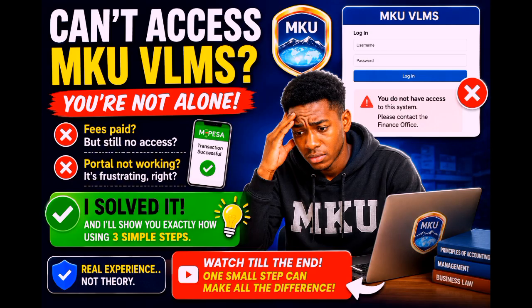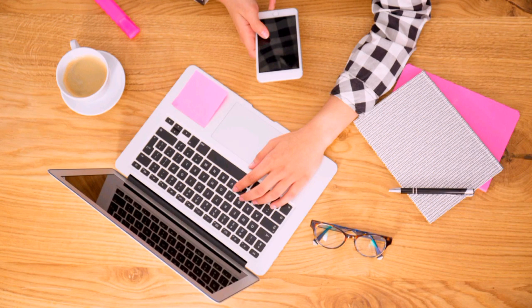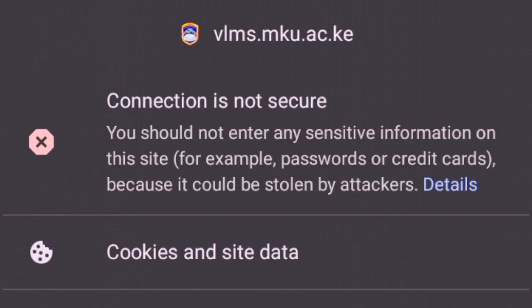Part 1. The problem. A few days ago I paid my university fees through M-Pesa. The payment was successful, but when I tried to access the VLMS, I could not. I refreshed the portal many times, logged out and logged in again, but nothing changed. At first, I thought the system was broken. Then I realized I needed to contact the MKU University through the right channels.